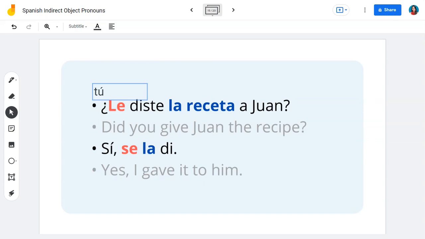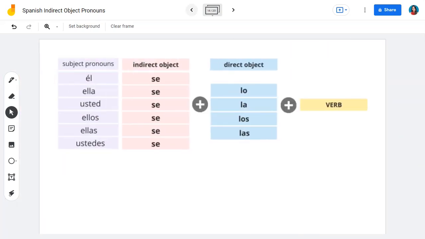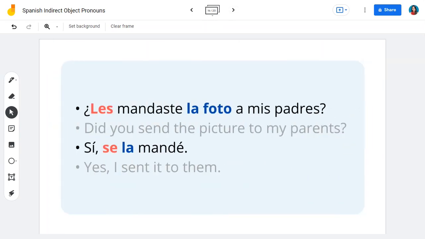So se means him, right? Se means him, just as here. Le means him. But le becomes se when it is combined with lo, la, los, las. Remember the pattern? Se la. Okay, let's see another example.